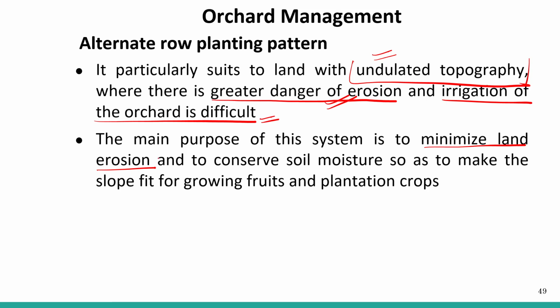First of all, there should be a pattern or a system that minimizes land erosion and conserves soil moisture, so as to make the slope fit for growing fruit and planting crops. So there must be maintenance of soil moisture. Soil moisture should always be there in the soil so that we can have properly growing fruit trees and plantation crops there.